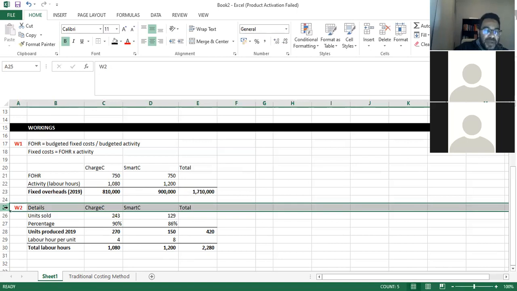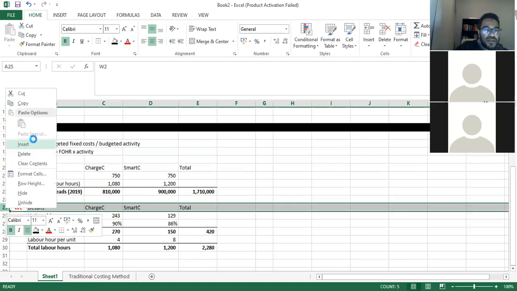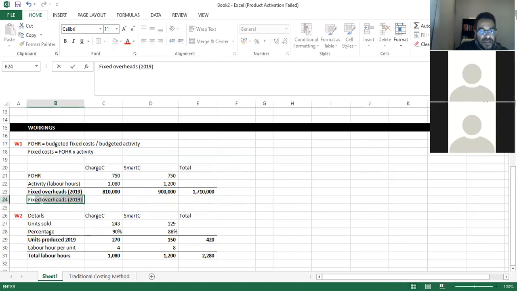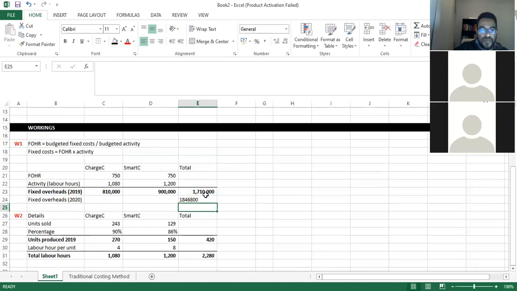However, we don't want 2019. What do we want? We want 2020. So fixed overheads 2020, we're going to grow by 8%. So it's equal to that multiplied by 1 plus 8%. So that is our fixed overheads for 2020. Okay, increased by 8%. That was given to us. So there we have our total fixed overheads.